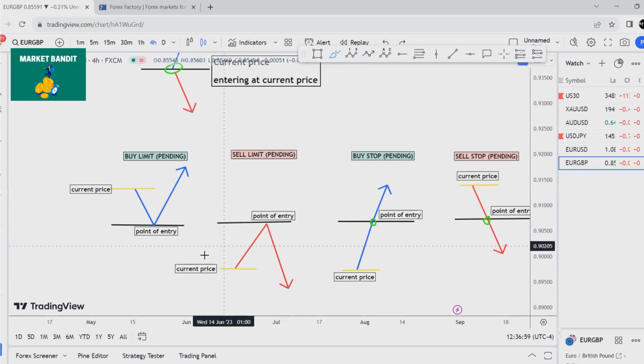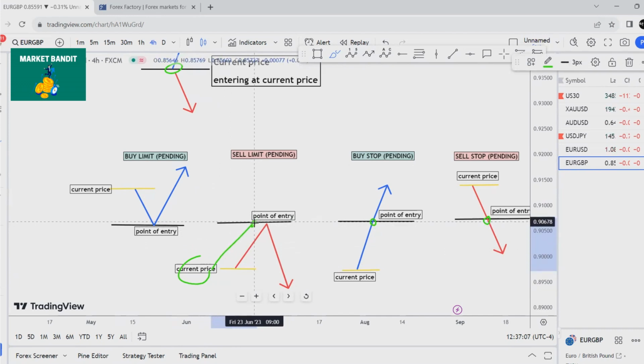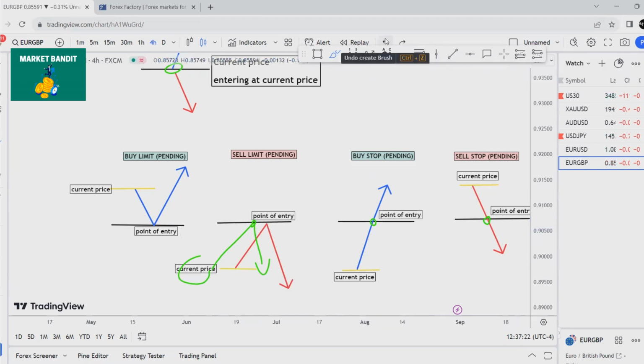So once again, price is down here. It's basically a reverse of a buy limit, right? But you expect price to go a little bit higher. And once price hits this level, your trade becomes active, and then you can make profit based on that prediction that once price hits this level, it would go down, right? Based on your technical and fundamental analysis. Okay.